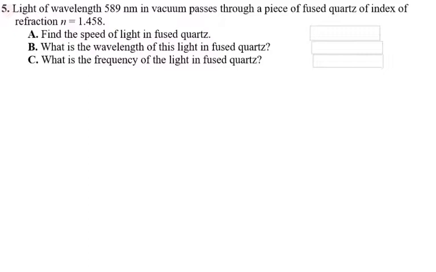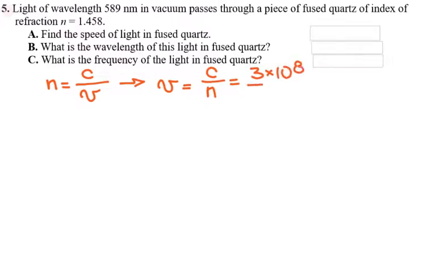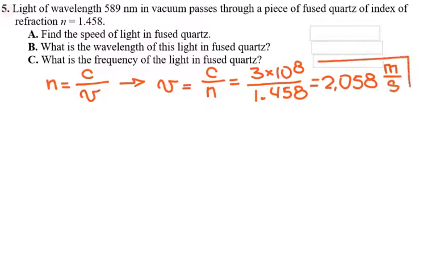The definition of index of refraction is the speed of light in the vacuum over the speed in the medium. So from here I can find the speed in the medium is equal to the speed of light over the index of refraction. That is 3×10^8 meters per second divided by 1.458, and that is equal to 2.058×10^8 meters per second. So that is the speed of the light in the fused quartz.